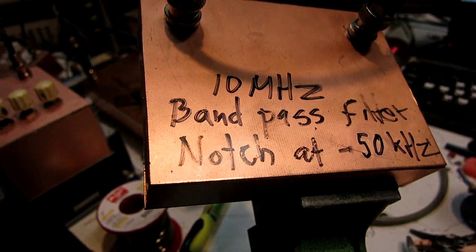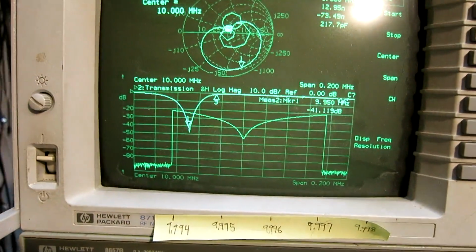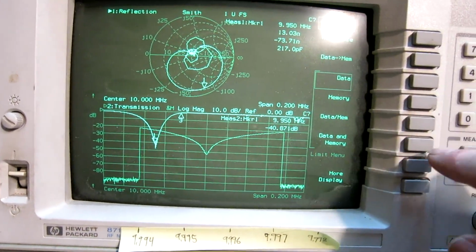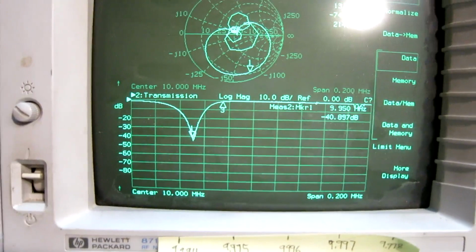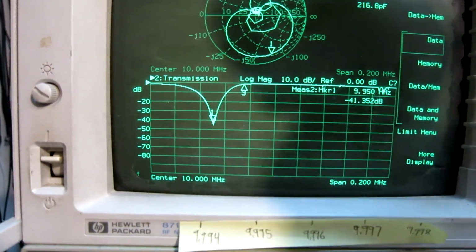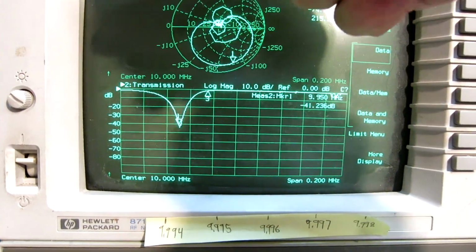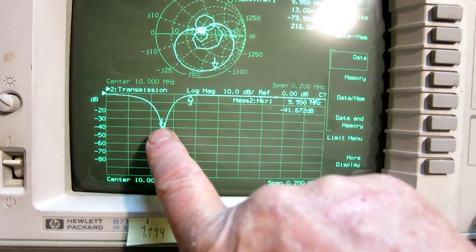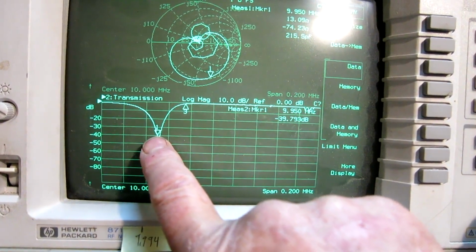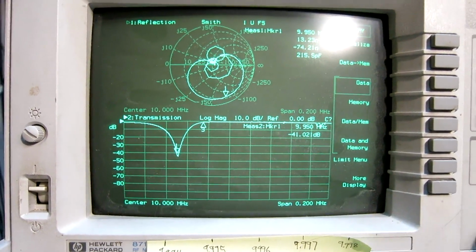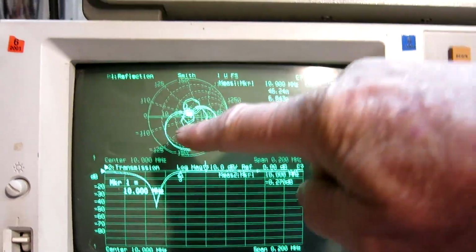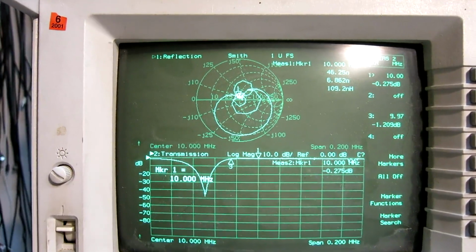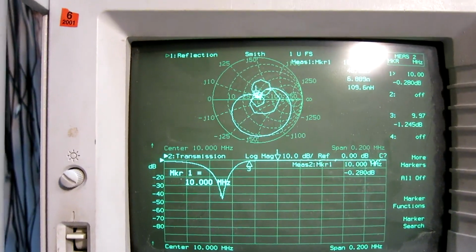This is a bandpass filter with the notch at minus 50 kilohertz. It looks like this. Well, measurement tool. Like this. So it doesn't have much attenuation for the strong signal, but it does not let the sidebands at 50 kilohertz through. The impedance at 10 megahertz, marker 10, is very close to 50 ohms. So this does no harm to the strong signal, but it removes the noise sidebands.